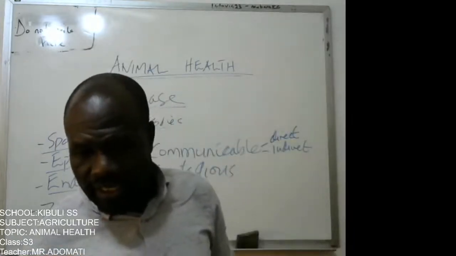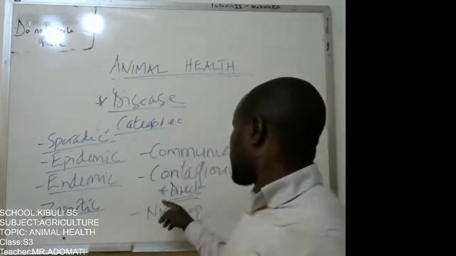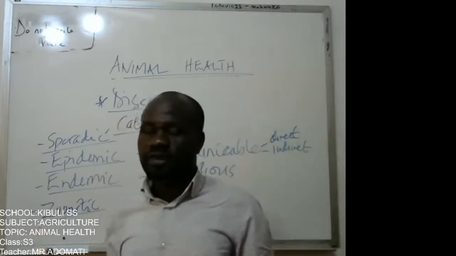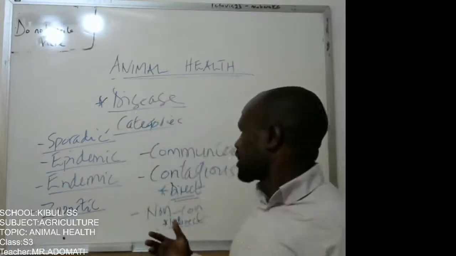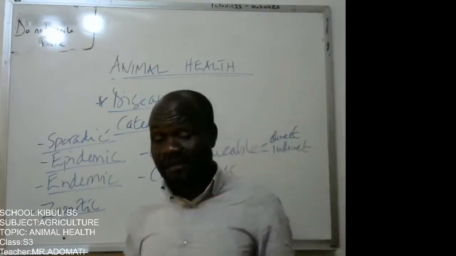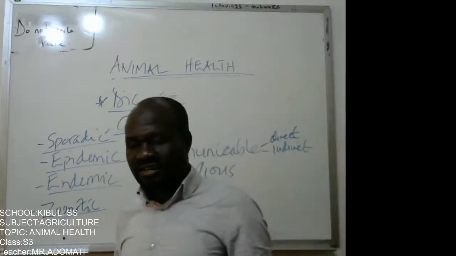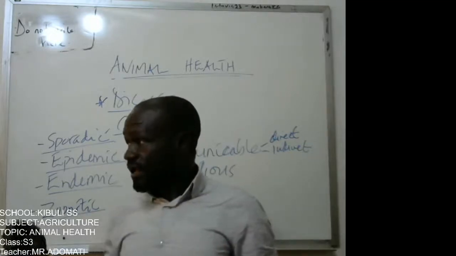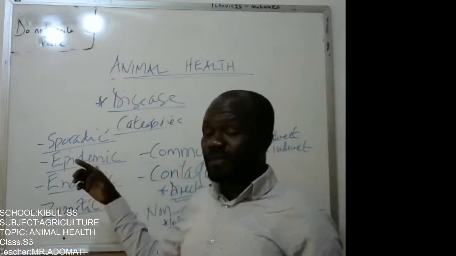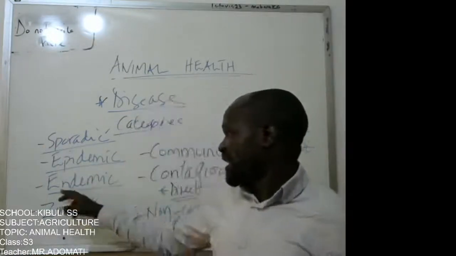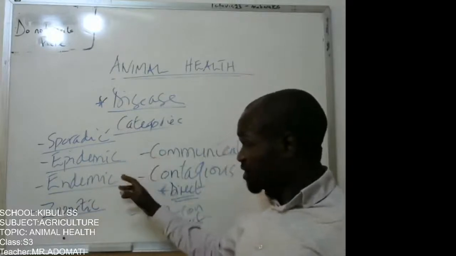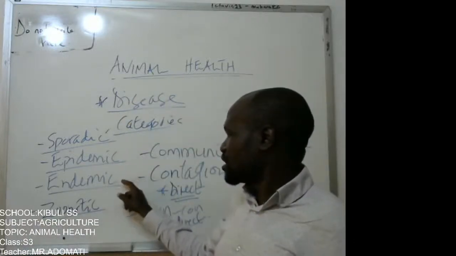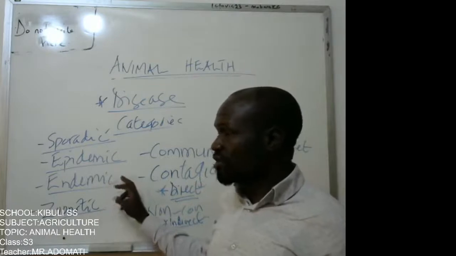Then we looked at another category of diseases. We looked at the non-contagious. We said a non-contagious disease is one that can be spread through indirect contact. We looked at the epidemic diseases, which spread very fast within a short time. The endemic, we have just talked about that. We said they are diseases that are dangerous to man and cause serious losses. I gave you a good example, swine fever.